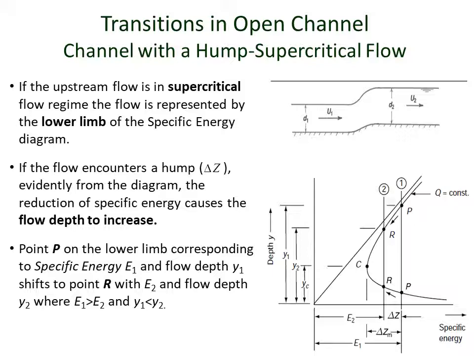So here, unlike the subcritical flow, due to the existence of the hump, the supercritical flow attains a larger flow depth. The larger flow depth is termed Y2 here, and so E1 is greater than E2, and of course Y1 is less than Y2 in this case.